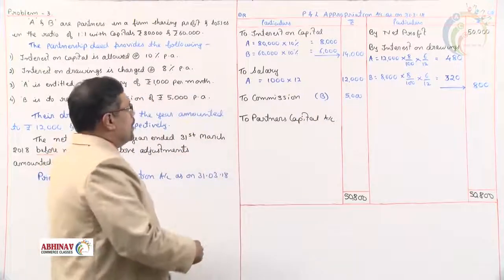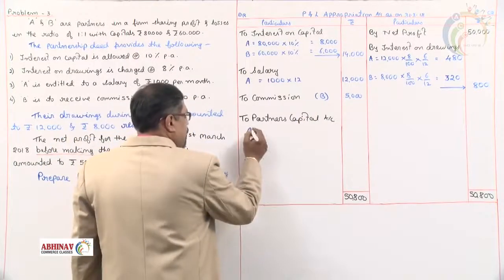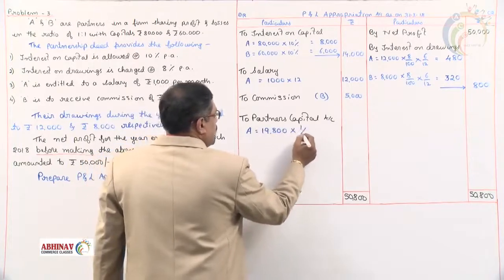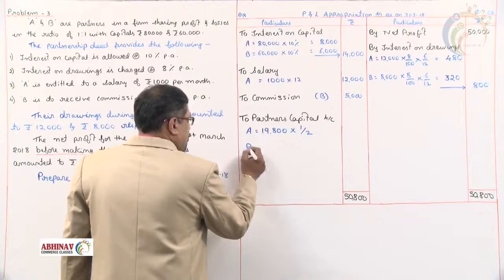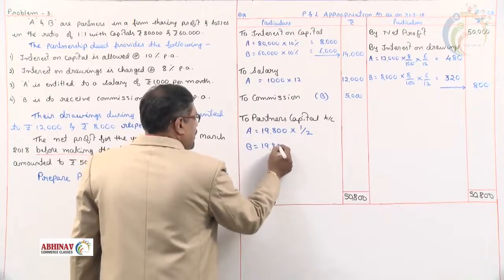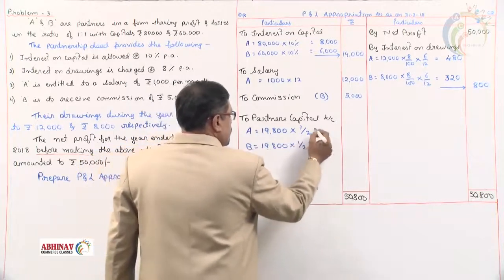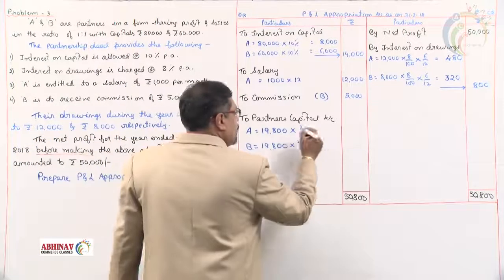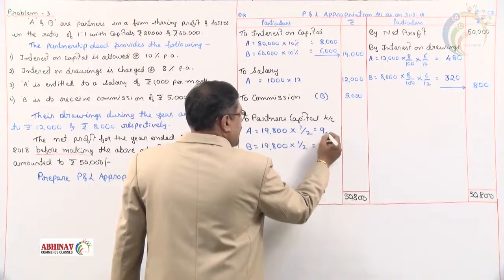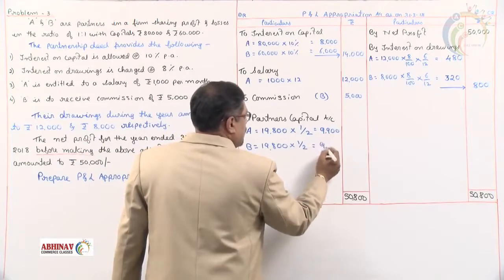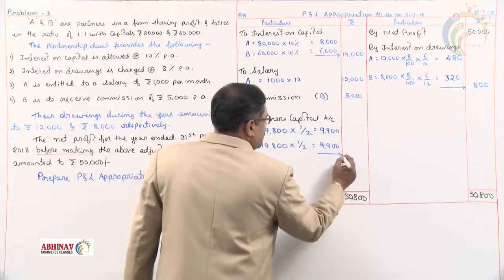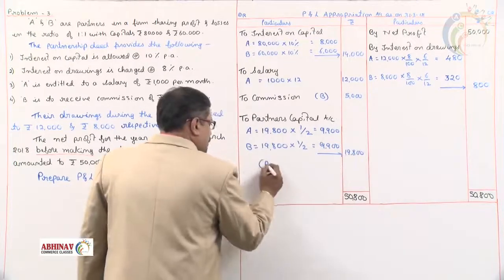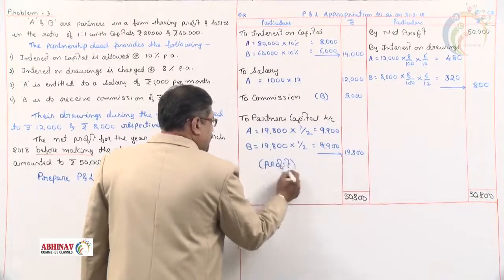Partners capital account, the amounts, the calculation will be shown here. A, 19,800 is the profit. 1:1 means 1/2. And B, 19,800 into 1/2. So, when you distribute, 19,800 is nothing but half of 19,800. What we get is 9,900 will be the share of each partner. In the amount column, 19,800 into bracket, we'll take it as profit.